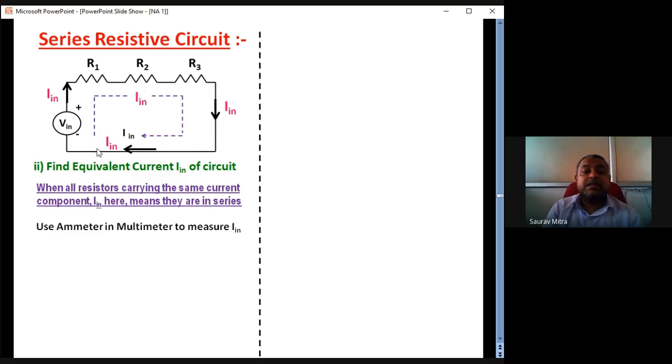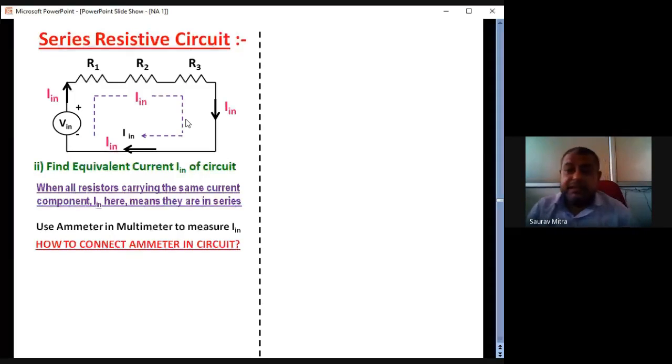Okay. So to measure how much current is in the circuit, you can connect the ammeter anywhere in the circuit. Either you connect the ammeter here, or here, or here, or here. Just check that everywhere in the circuit the loop current is I in, because it is a very simple series circuit. So anywhere you connect the ammeter, you will get the current in the series circuit.